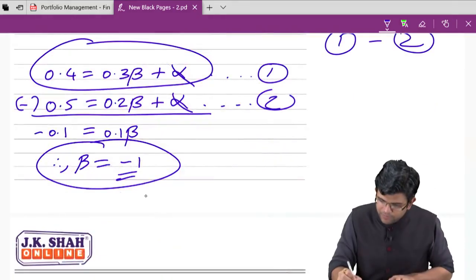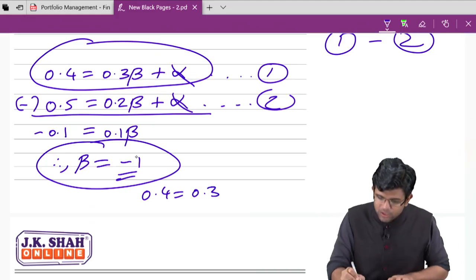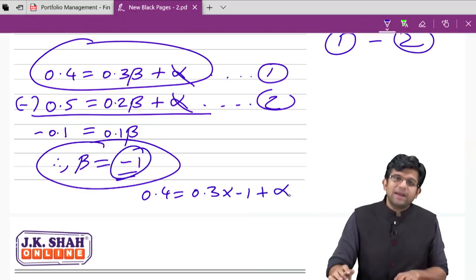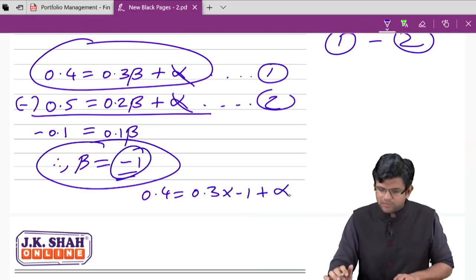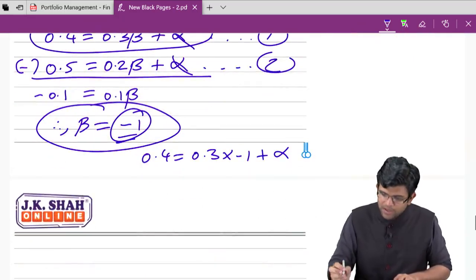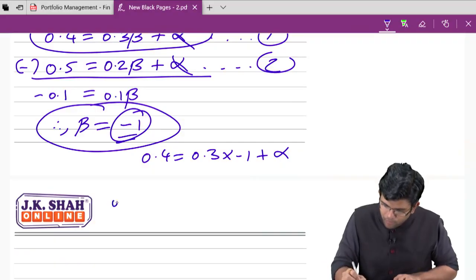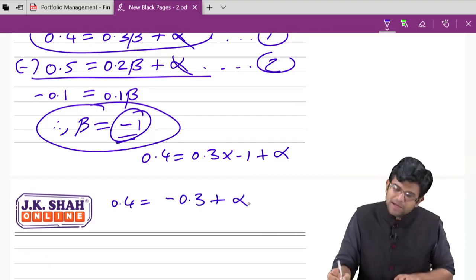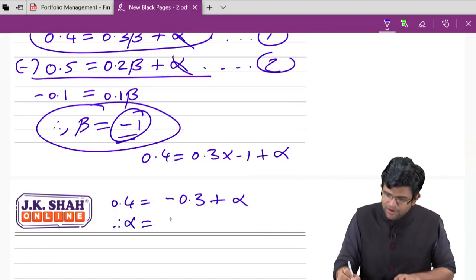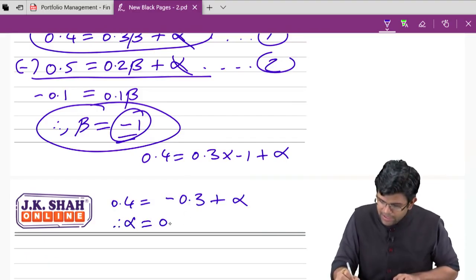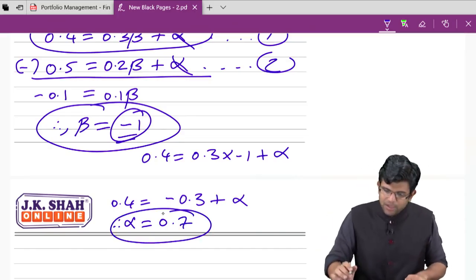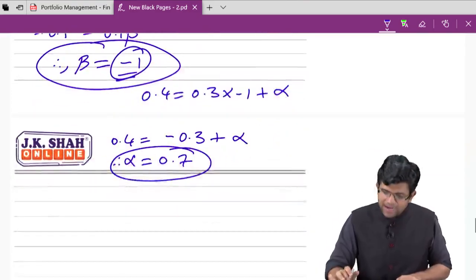Students, in equation 1, if you see, 0.4 is equal to 0.3 into beta. Beta I will take as -1, plus alpha, correct? This was equation 1 where I have substituted beta equal to -1. Therefore, 0.4 is equal to minus 0.3 plus alpha. Can I say my alpha will be 0.4 plus 0.3, that is 0.7. My alpha is 0.7. Students, now we have got the beta and alpha.